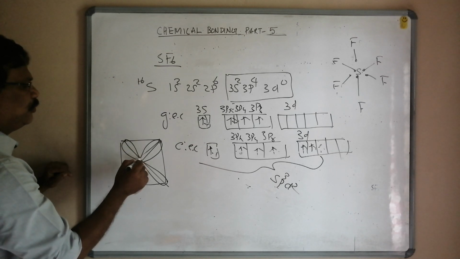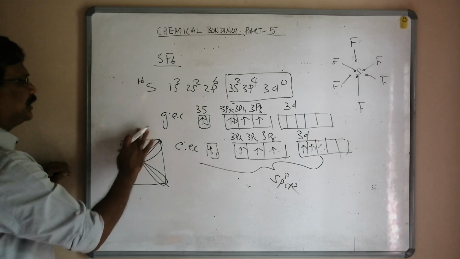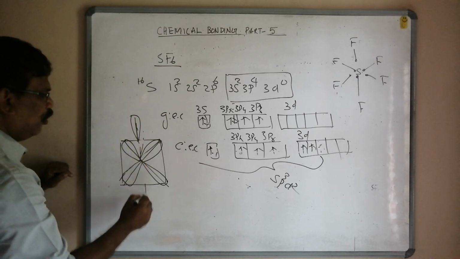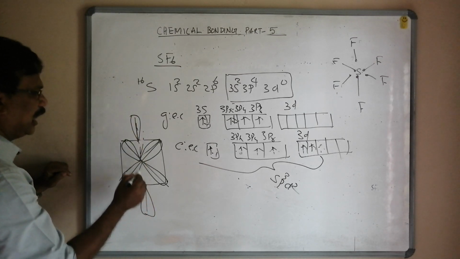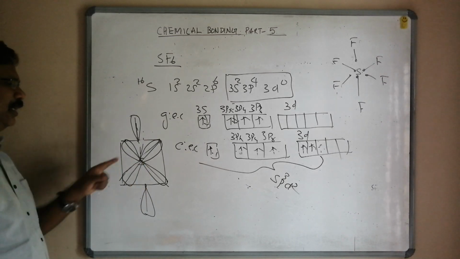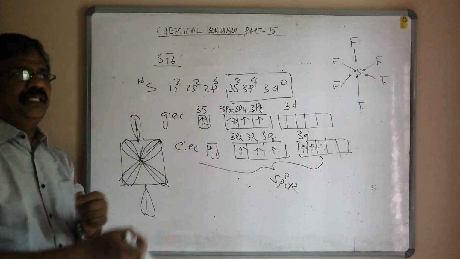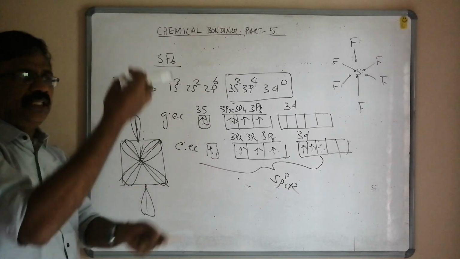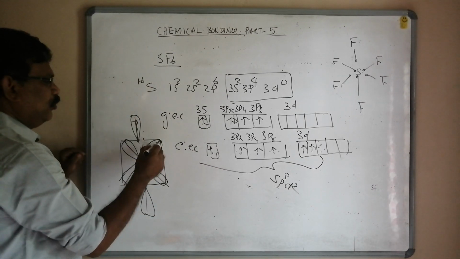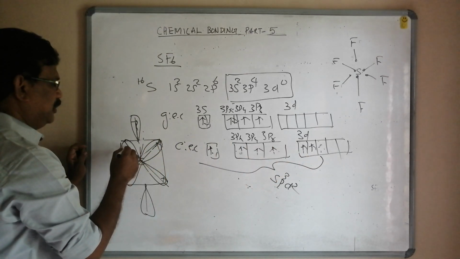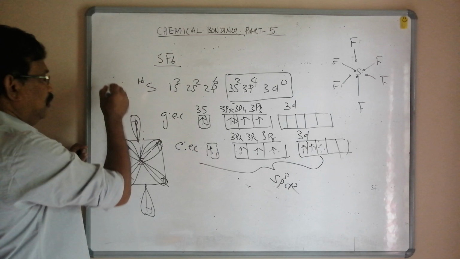And the remaining 2 orbitals in the axial position, one above and another below. And this is sulfur, 6 hybrid orbitals: 4 along the 4 corners of a square and the remaining 2 in the axial position, one above and the other below the plane, each carrying 1 electron. This is sulfur, 6 hybrid orbitals. And this is called octahedron.